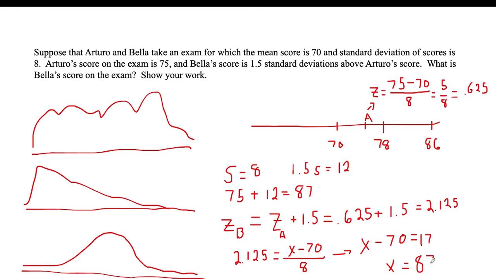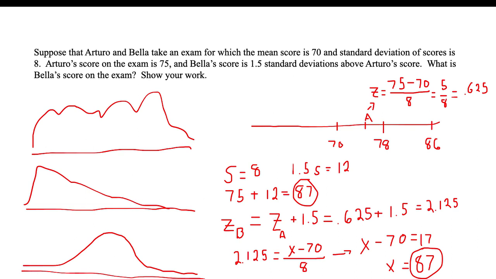So I wanted to give you an example where you were using the information, but you weren't just plugging it in. Either way of thinking about it, if you're able to shortcut it and figure out how many points Bella is above Arturo, that's fine. I just wanted to give you a way to play with z-scores and the formulas in a different way.